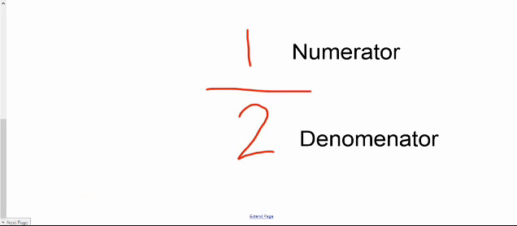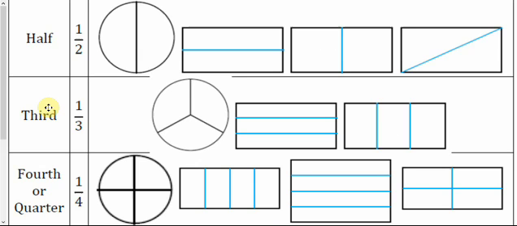So, is the one whole always a circle? No, it's not always a circle. In here I have a circle and rectangles. Okay, this is how we can divide a circle into two halves.